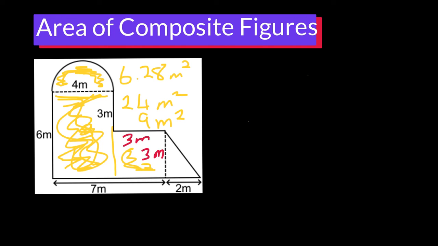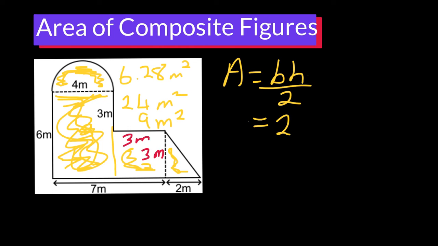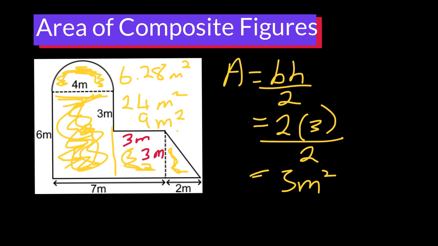Now all we need is to find the area of the triangle. And we know the formula for area of a triangle is A equals base times height divided by 2. So the area is equal to 2 times 3 divided by 2. The area is 3 square meters. And again, I'm going to write that over here.